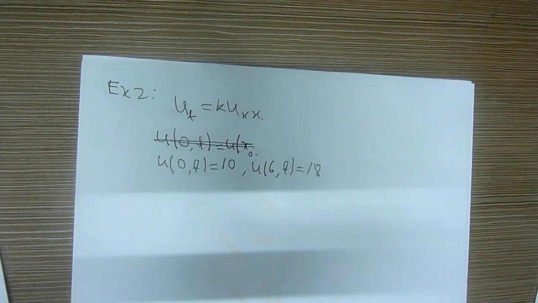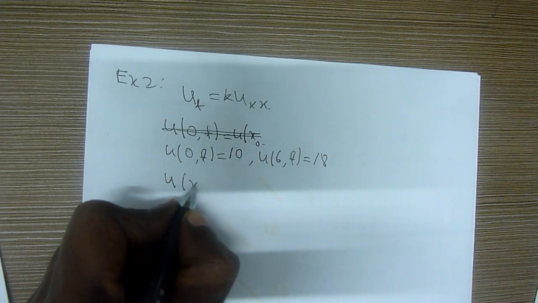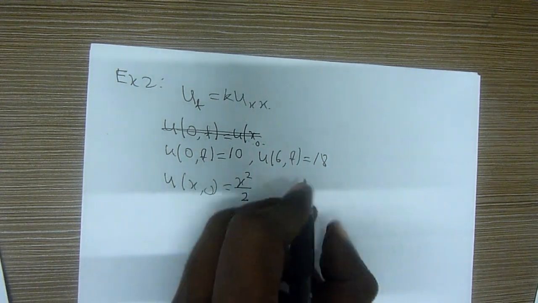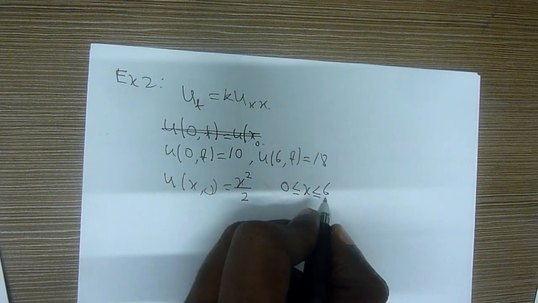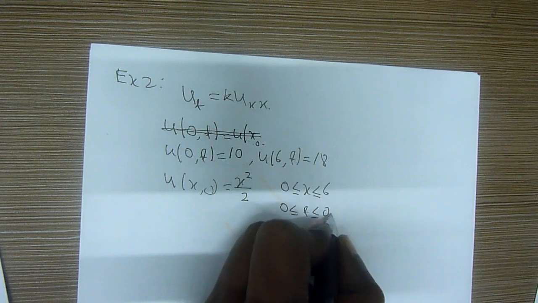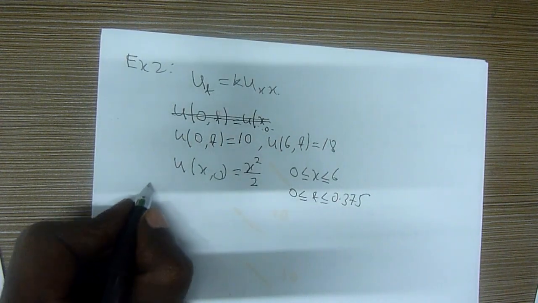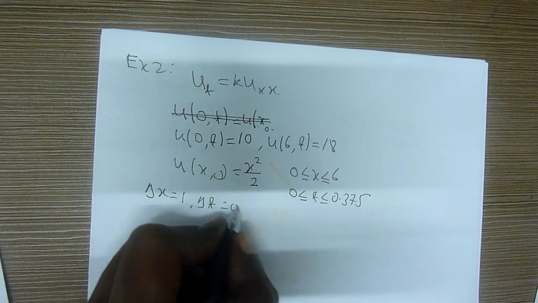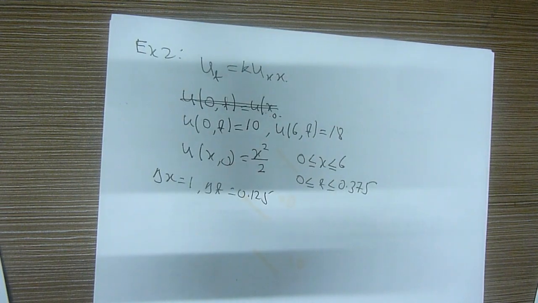It's not insulated, right? And u x 0 is x squared base 2, and x can go up to here, and t can progress up to 0.375, and I give you del x equals 1 and del t equals 0.125. Now it looks complex.